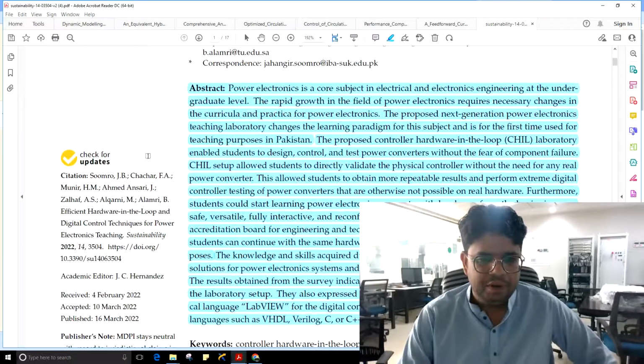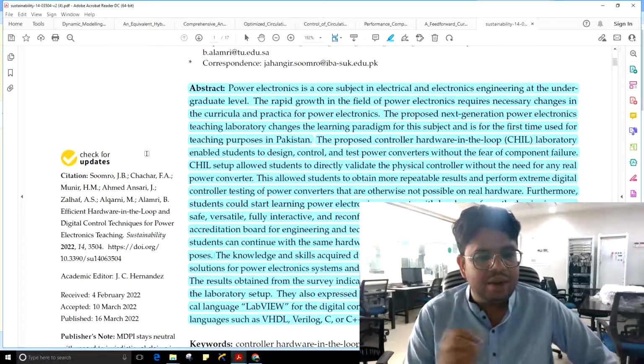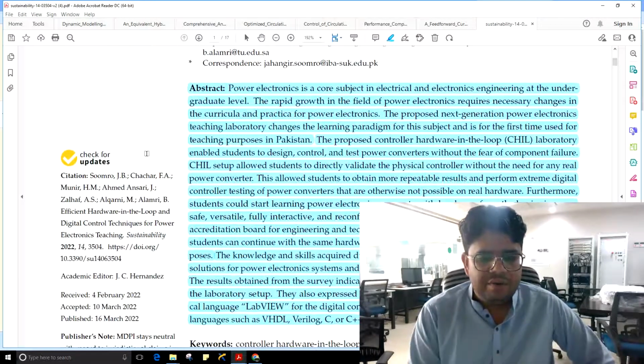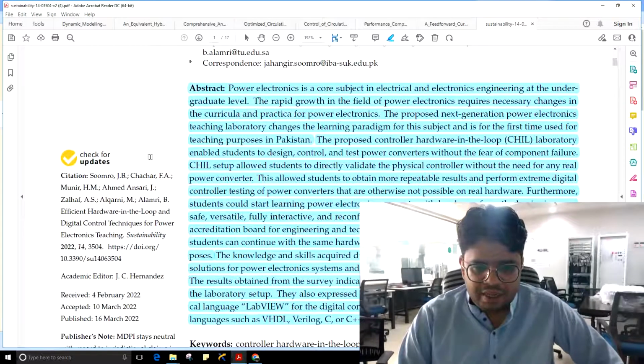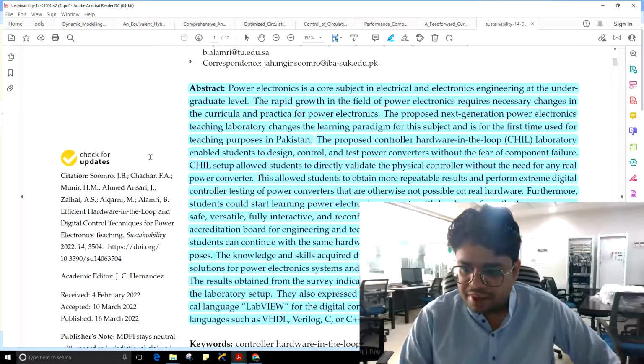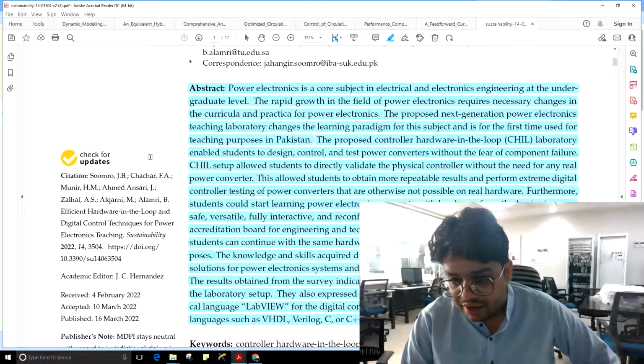this laboratory. The CHIL setup allows the students to directly validate the physical controller without the need for any real power converter. So a real power converter is not required in this laboratory. The converter is simulated, but the controller is real or physical or actual. So this setup is called controller hardware-in-the-loop, when the controller is physical, real or actual, and the converter is simulated. Now basically this allows students to obtain more repeatable results and perform extreme digital control testing of power converters that are otherwise not possible on real hardware.